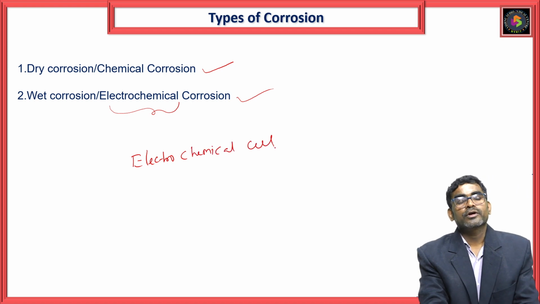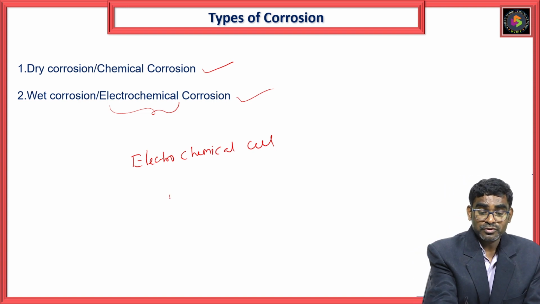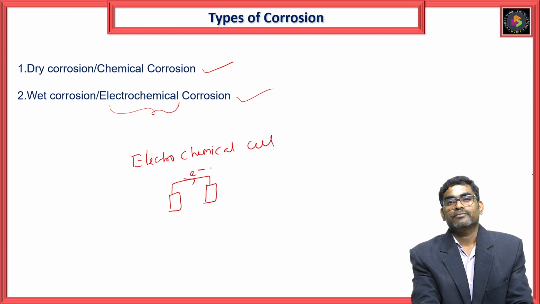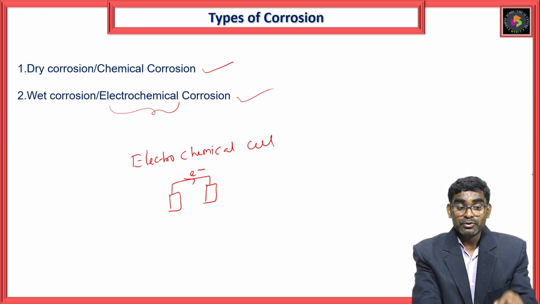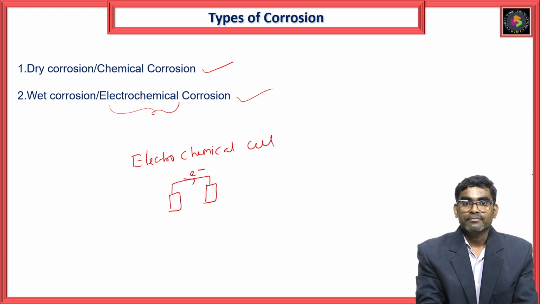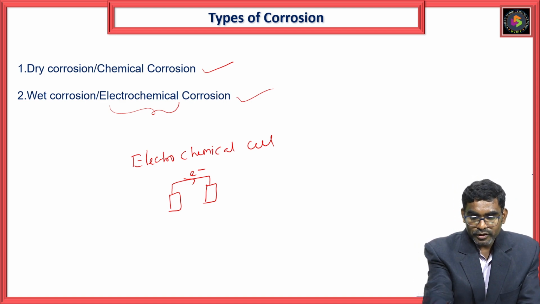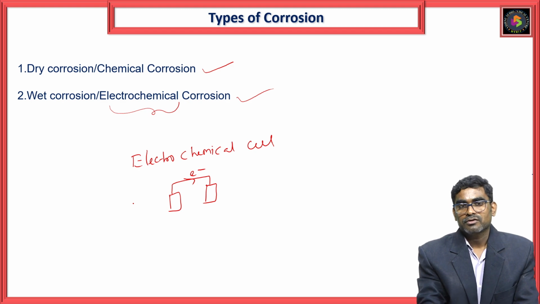So what is an electrochemical cell? It constitutes an anode and a cathode, and electrons flow from the anode to the cathode. Generally, this setup is called an electrochemical cell. Here, during wet corrosion, an electrochemical cell is going to form on the surface.